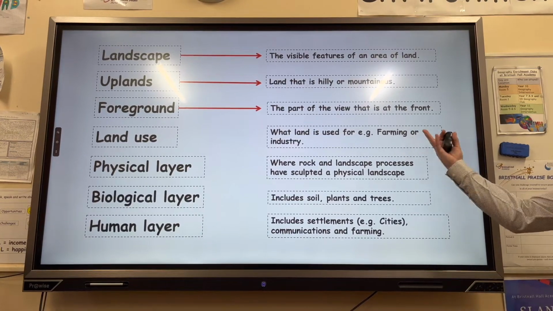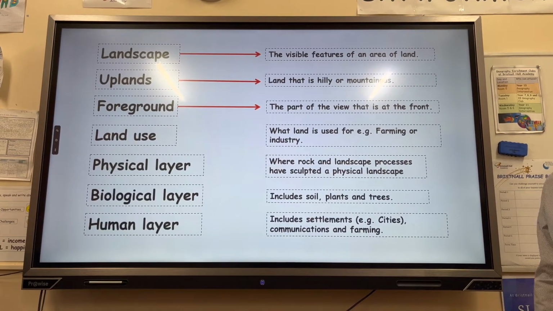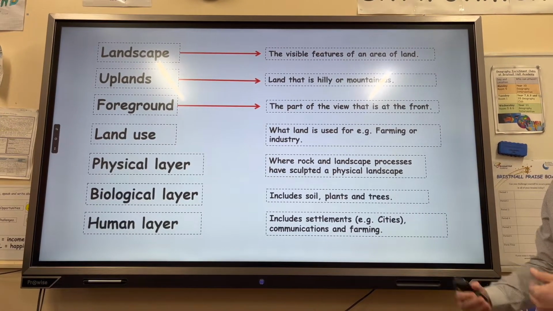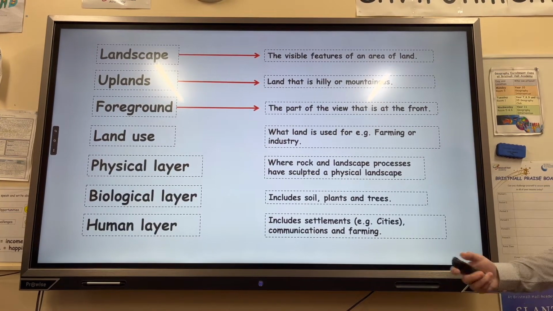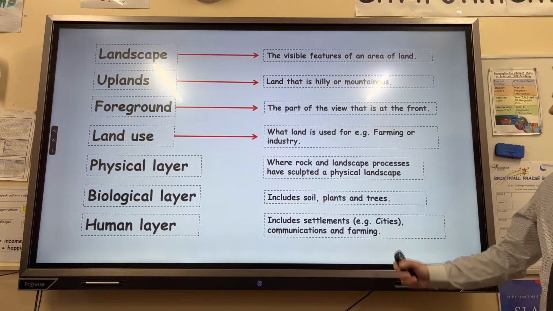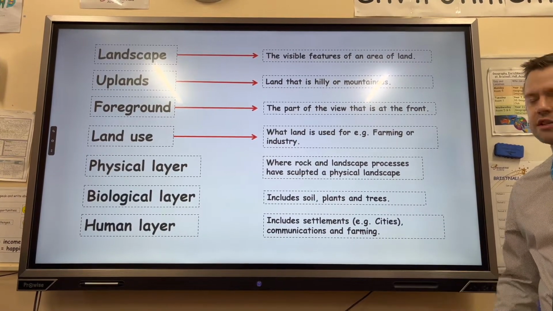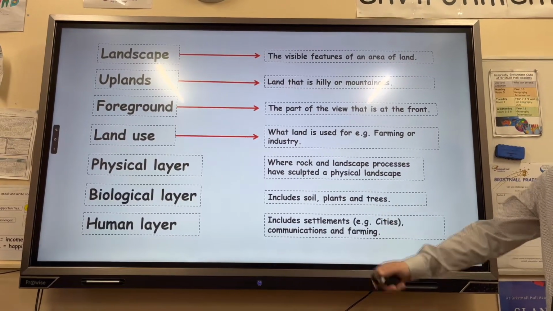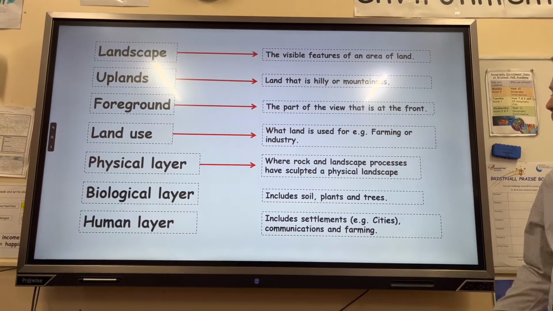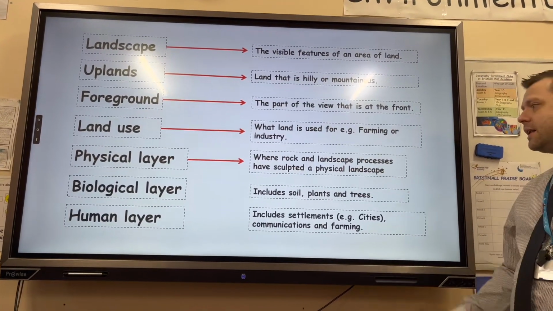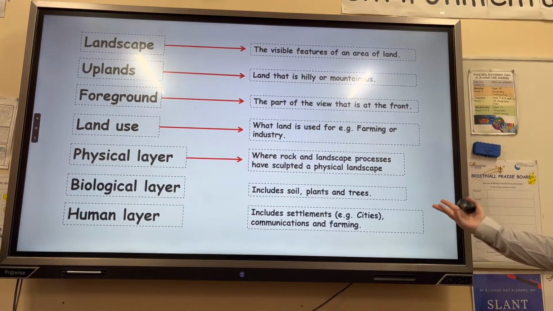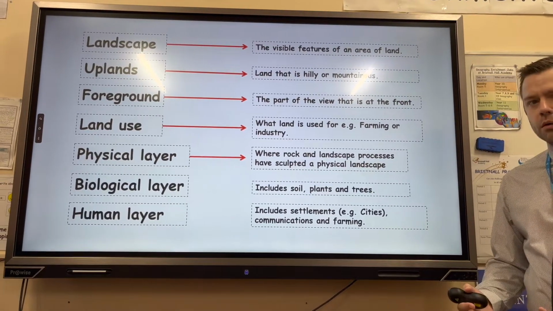Foreground, this is the part of the view that's at the front, so if you're looking out the window, what you can see close to you would be the foreground. Land use is what the land is used for, so some examples are farming or industry, or it could be residential or commercial use. The physical layer is like the base layer, and this is where rock and landscape processes have sculpted a physical landscape.